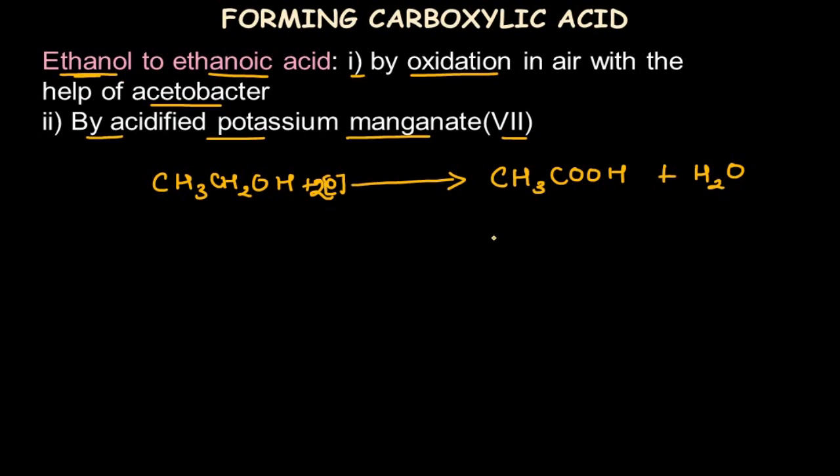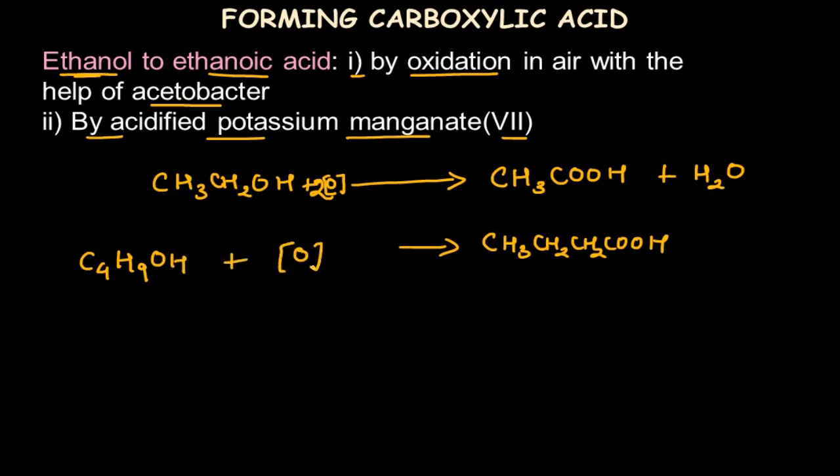Now suppose we want to make butanoic acid, CH3CH2CH2COOH, then we need to use butanol as the starting material. Butanol in short can be written as C4H9OH, and the oxidation again can be written as O in the bracket, and if you see again the byproduct will be water, and again for balancing we need to add 2 with the oxygen.